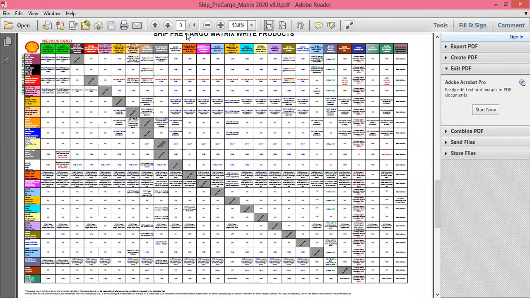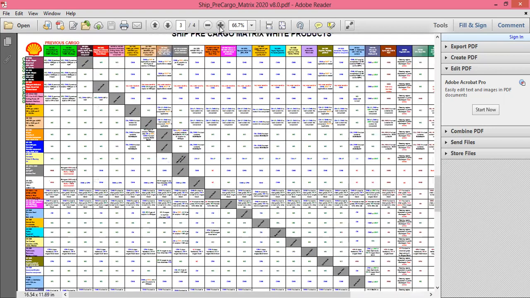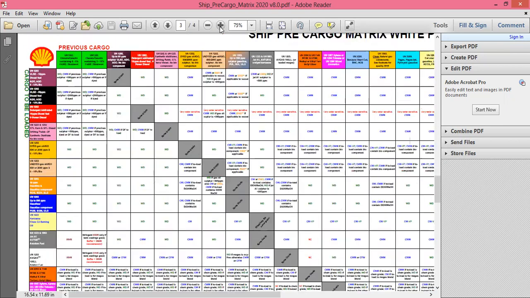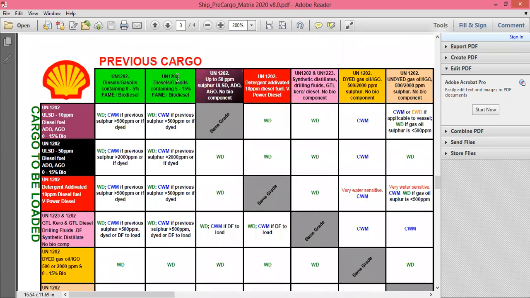Now, we will assume any cargo. Let's say your previous cargo is gas oil, also known as diesel. And the next cargo you're going to load is ULSD, ultra low sulfur diesel, 10 ppm, or diesel fuel. Then we see in the matrix that this is the procedure to be adopted for tank cleaning. The procedure says WD or CWM if the sulfur content of the previous cargo is more than 500 ppm, or if it is dyed.